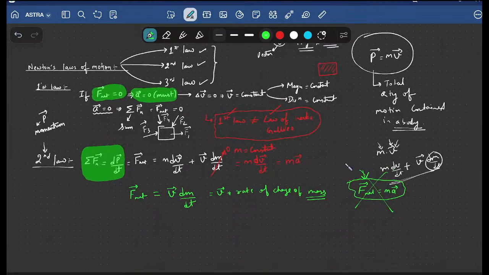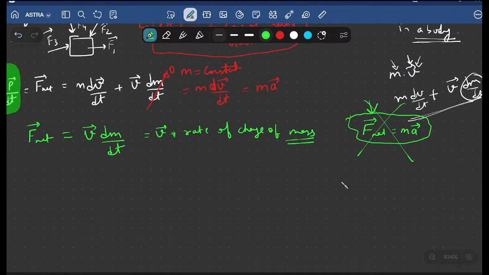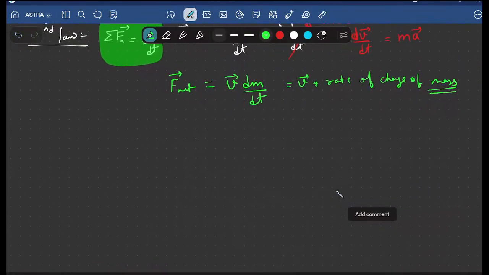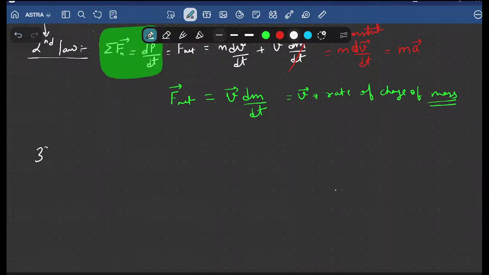Okay. Now I'm moving to the third law. It's very easy.